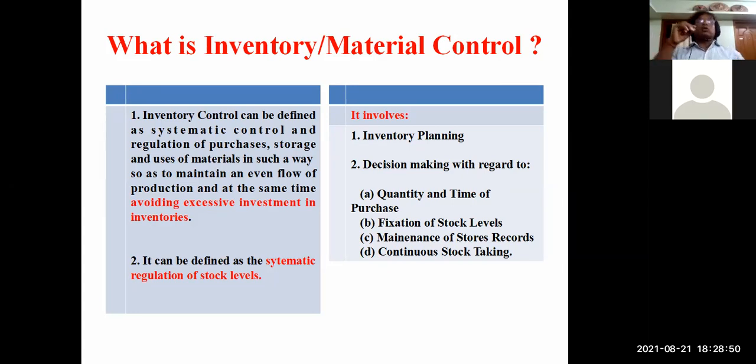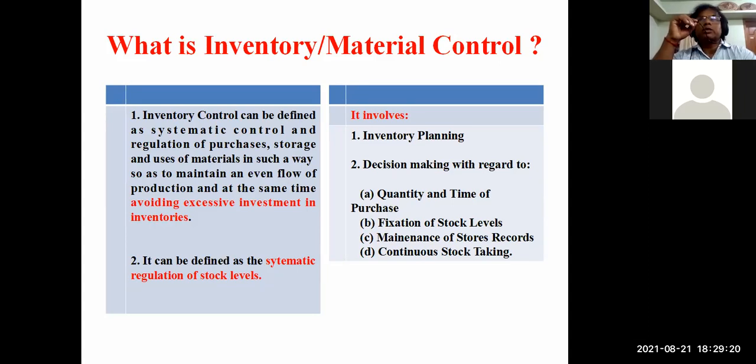Material control is very easy to understand, and there are lots of mathematical calculations which we shall take later on. But theoretically, you should understand exactly what is inventory control or what is material control. Regarding material, three important things are there. This is very systematic thinking. You purchase material, you store material, then you use up material and nothing else.